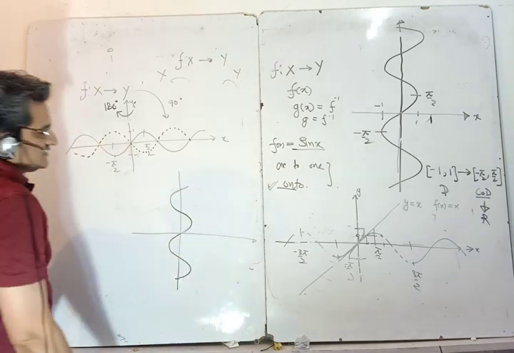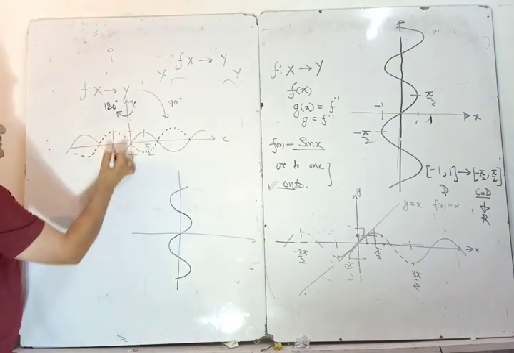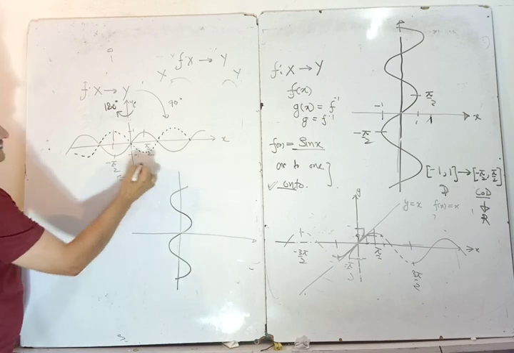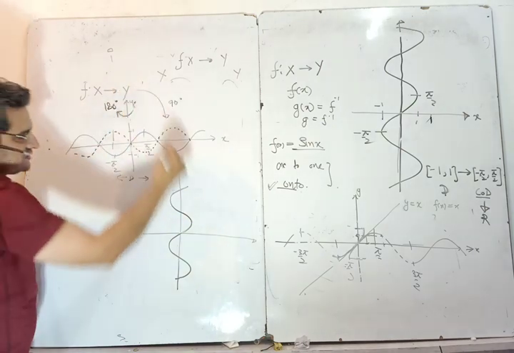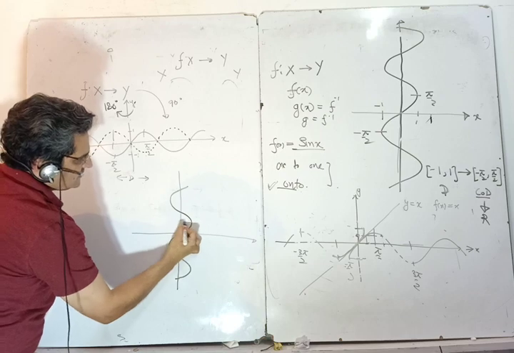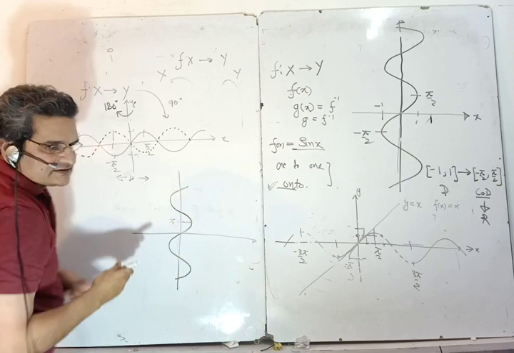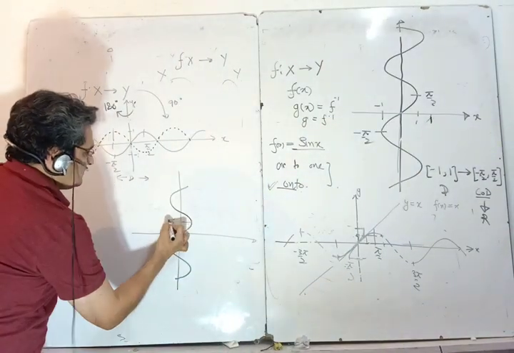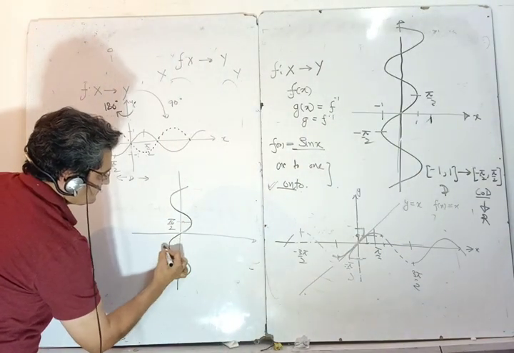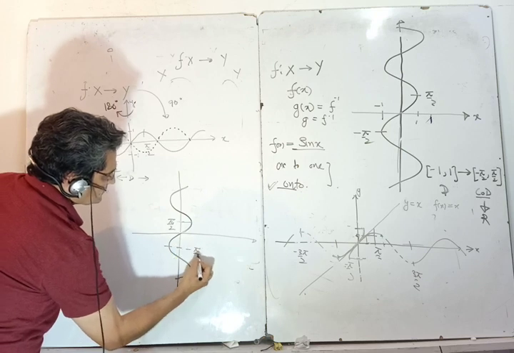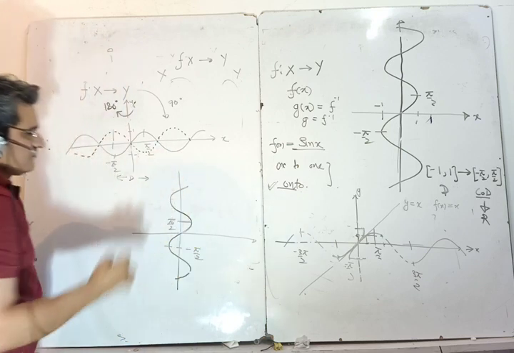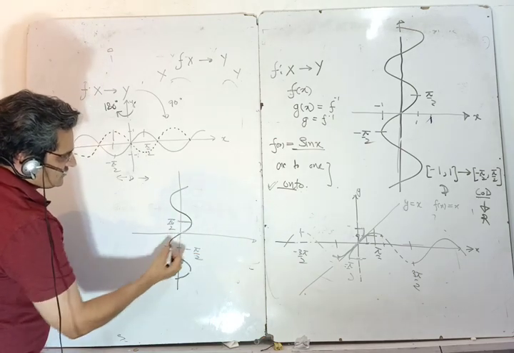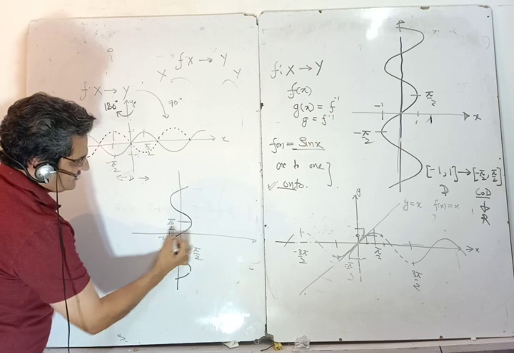My domain was minus pi by 2 to pi by 2, and as I said, domain becomes the range. So now this becomes the range, which is pi by 2 and minus pi by 2. I am saving money on the pen also. So it is minus pi by 2 to pi by 2, and it is minus 1 to 1.